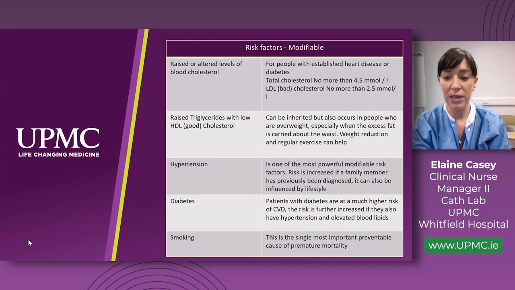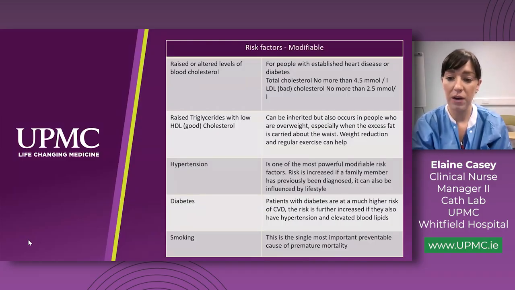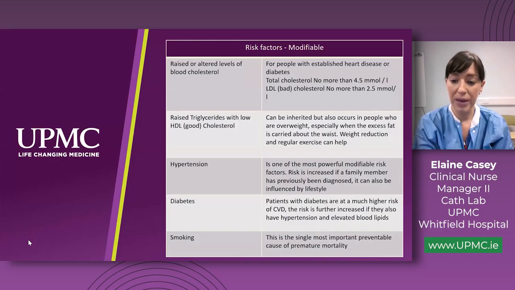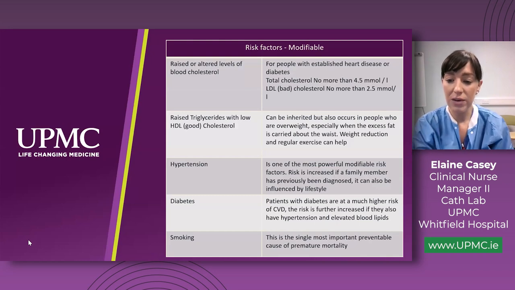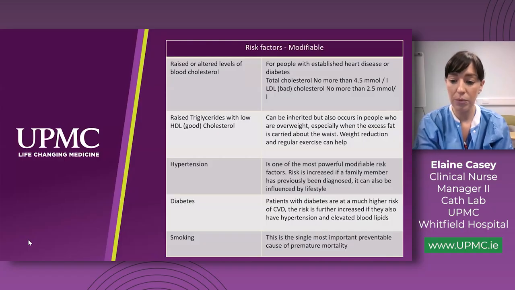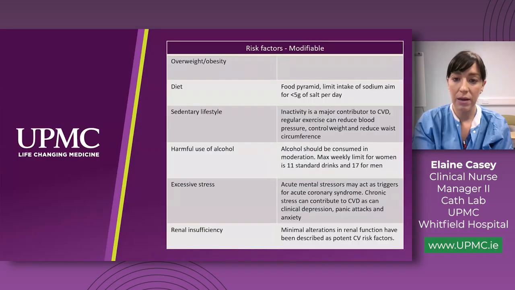Then hypertension, this is one of the most powerful modifiable risk factors. Risk is increased if a family member has previously been diagnosed. It can also be influenced by lifestyle. Diabetes, so patients with diabetes are at a much higher risk of cardiovascular disease. The risk is further increased if they also have hypertension and elevated blood lipids. Smoking is the single most important preventable cause of premature mortality.